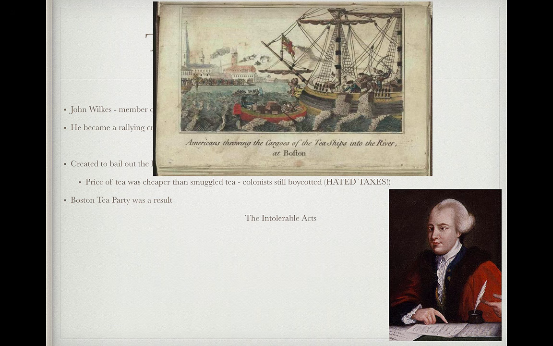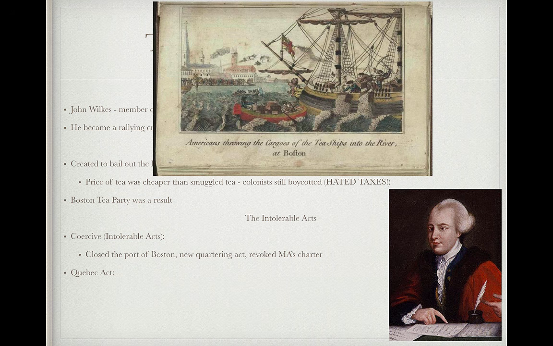Now, in response to that, Britain passes the Intolerable or the Coercive Acts. They closed the port of Boston. They instituted a new quartering act in which the soldiers could stay in the homes of people living there. And they also revoked Massachusetts' charter.